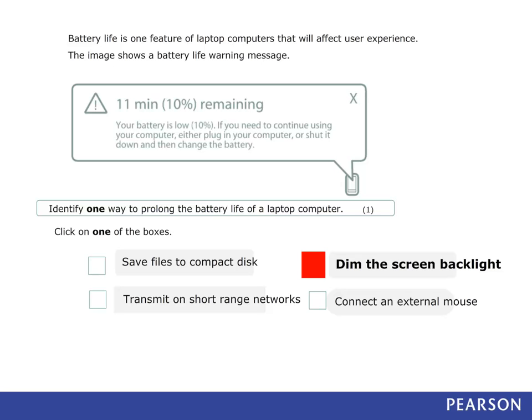The next few slides will look at questions where learners did well. This is the first question in the paper, and is an accessible multiple-choice question. Learners need to identify their chosen response, and it asks the learner to identify one way to prolong the battery life of a laptop computer. Most learners performed well in this question and achieved this mark.